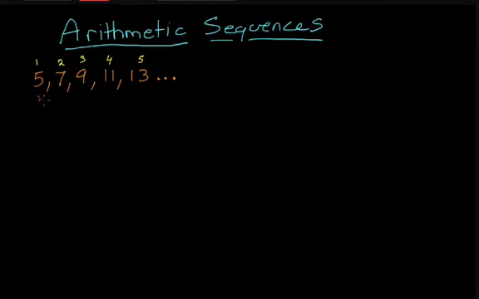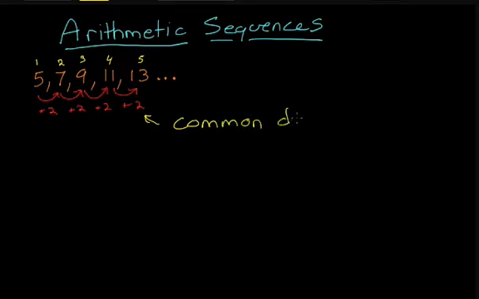To go from 5 to 7, we're adding 2. To go from 7 to 9, we're doing the same. To go from 9 to 11, again adding 2. And from 11 to 13, we're adding 2. And this repeated addition of 2 is what we call the common difference. So this is called the common difference.